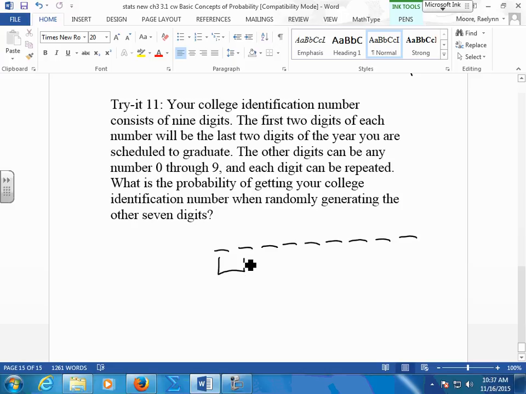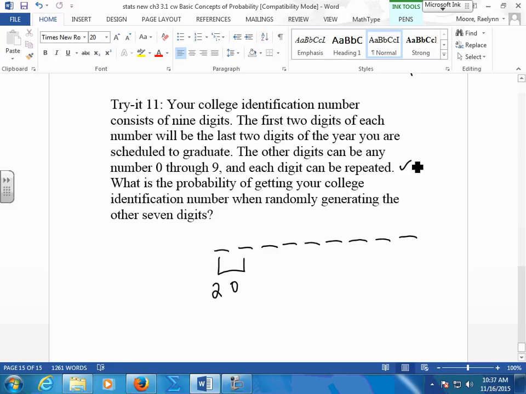So let's say you're just entering college today. This is 2015. And in 4 years, you'll graduate in 2019 or 2020, whatever. You'll say you graduate in 2020. Those have to be 20, and these can be 0 through 9. And they can be repeated. So let's work on these guys first.